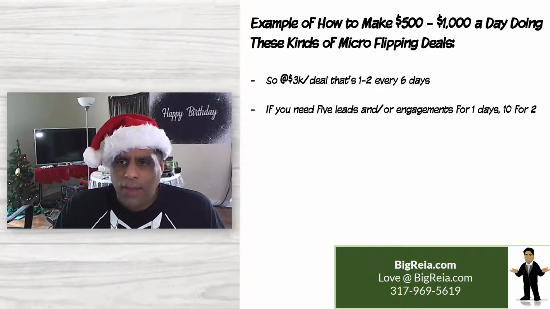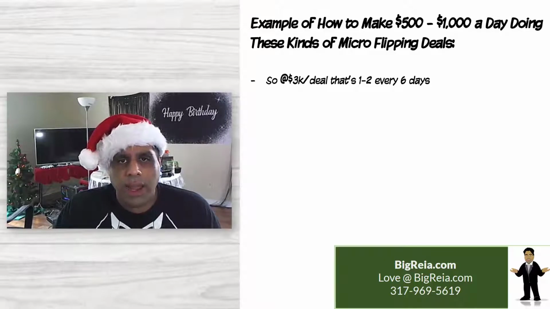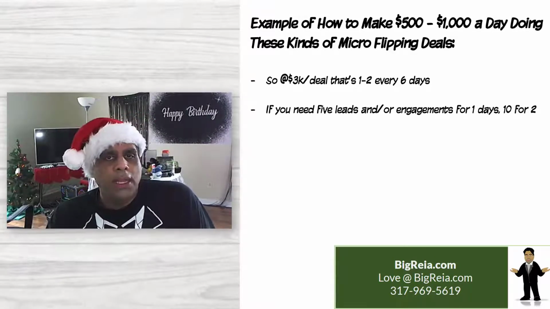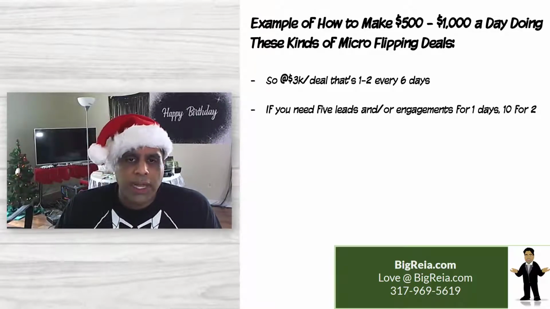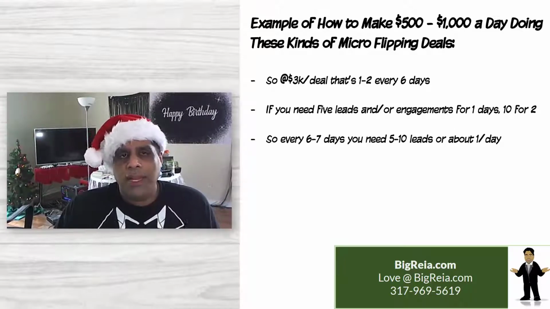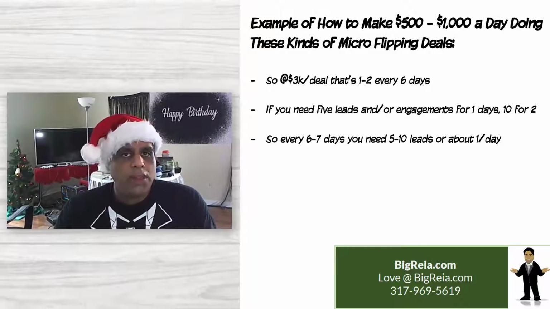If they have $3,000 a deal, that means you're doing 1 to 2 deals every 6 days, right? So if you need 5 leads or 5 engagements for 1 deal, that means you need 10 for 2. So you're going to need 10 of these to do 2 deals over that same period of time. So every 6 to 7 days, you need 5 to 10 leads, or about 1 lead a day. This is, again, the worst case scenario at $3,000. So 1 lead a day.